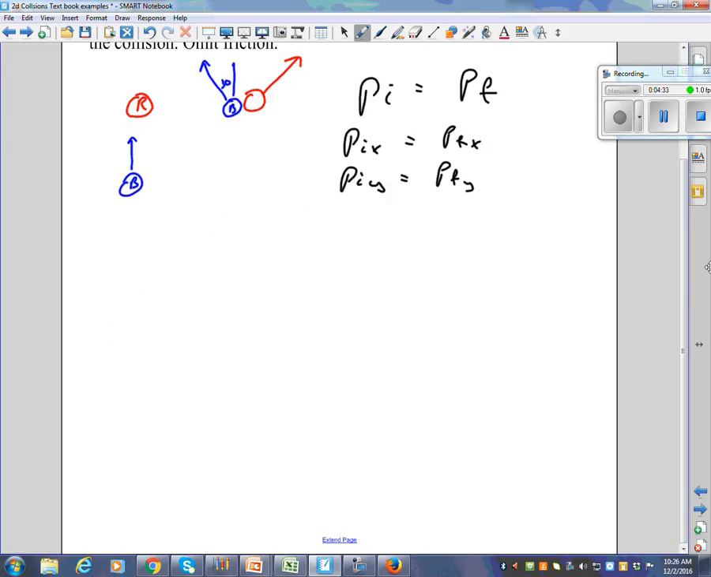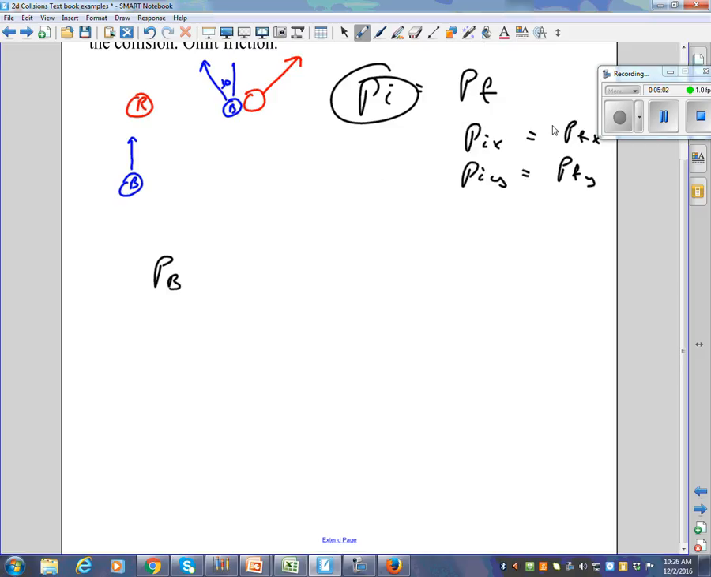Okay, so I always think, I'm going to do this one in a vector subtraction sort of format. Okay, so the initial momentum here is made up of what? Momentum of B, right? In fact, I'm going to do this just to make it.